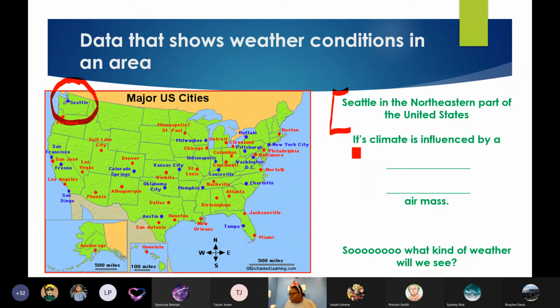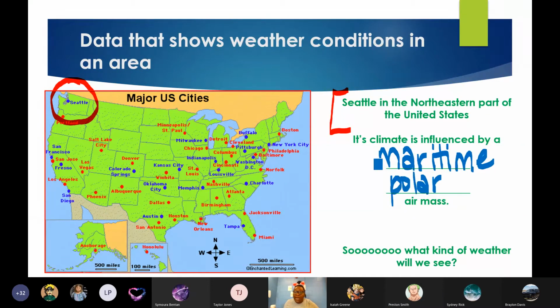Its climate is influenced by what kind of air mass that is going to be over here from the ocean near the polar region? What would we call that air mass? Turn your mics on and let me know. Maritime polar. Very good. This is going to be a maritime polar air mass. We'll want to write these things down as well.